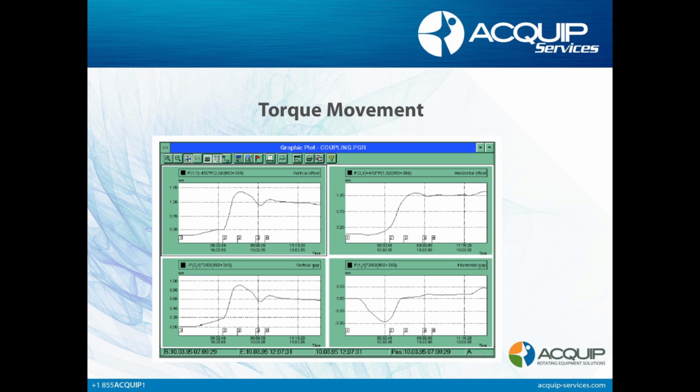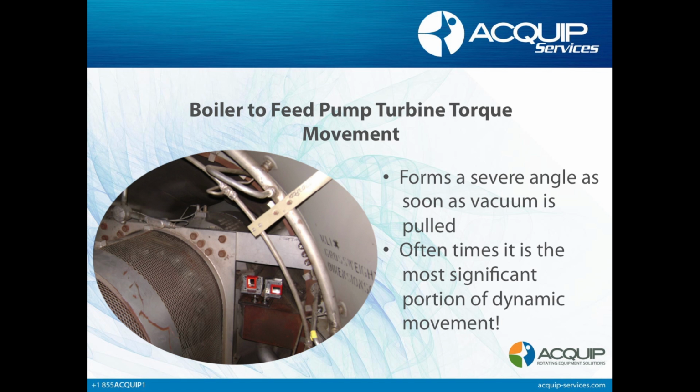These graphs show torsional movement across the coupling. There's immediate movement in the machine when it first starts up. This is before the metal has had enough time to expand in order to add to the dynamic movement. You can see in each one of these graphs abrupt movements as soon as the machine is started. This is purely due to torsional movement. In a boiler feed pump to turbine dynamic movement study, there's always movement due to torque. It forms a severe angle as soon as the vacuum is pulled on the turbine, and oftentimes it is the most significant portion of the dynamic movement that is recorded.